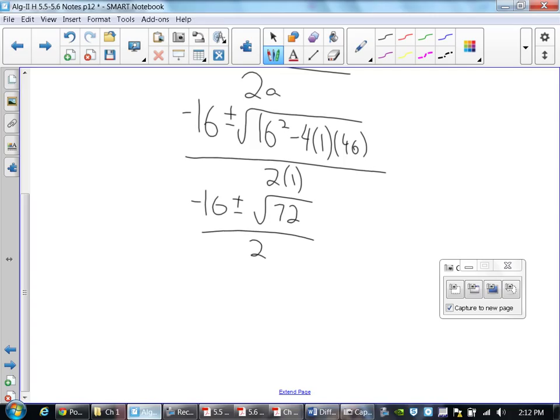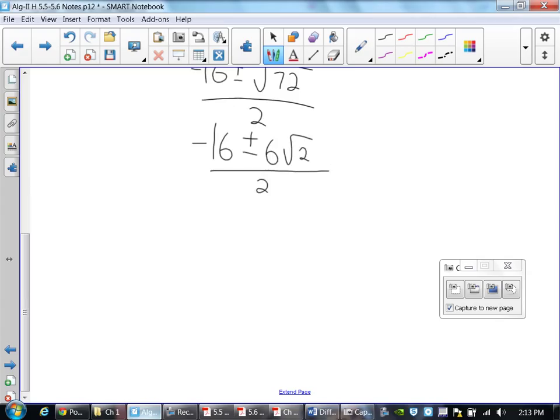Now, what is the square root of 72? It's 6 root 2, because the perfect square is 36, so it's the square root of 36 times 2. So you wind up with negative 16 plus or minus 6 root 2 all over 2. In this case, what can I do? Everything is divisible by 2. Negative 8 plus or minus 3 root 2. Then that's your solution. Nice.